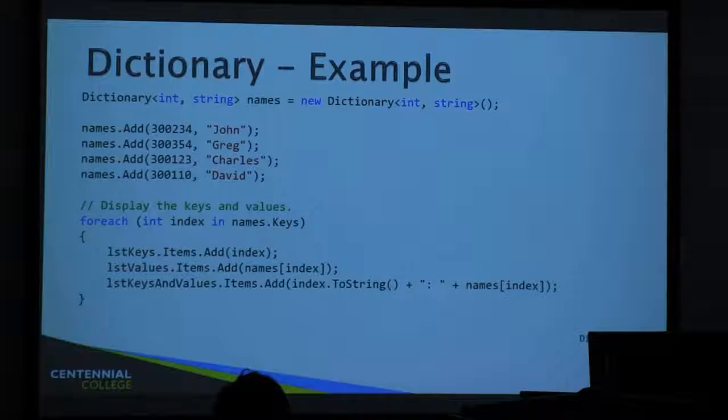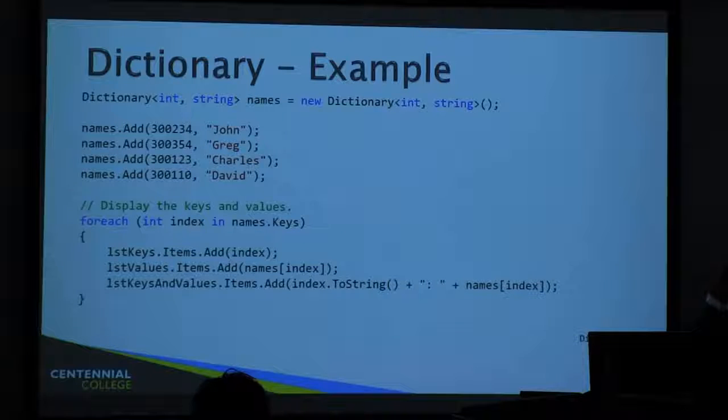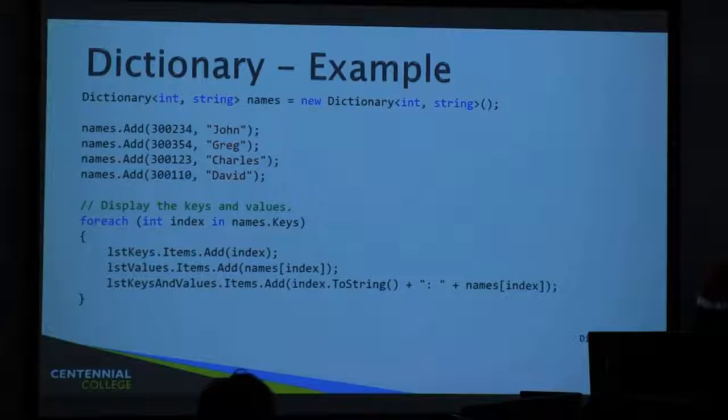Here's a quick example. Now, this definition is stranger than the list, because now we don't have one type only. We have two types. The first one is the key. The second one is the value. Usually you're going to see that the first one is an integer or a string, what you want to search by. The second one, in this case, is just a string, just the names, but it could be a student, an account, any complex object that we have worked with before.